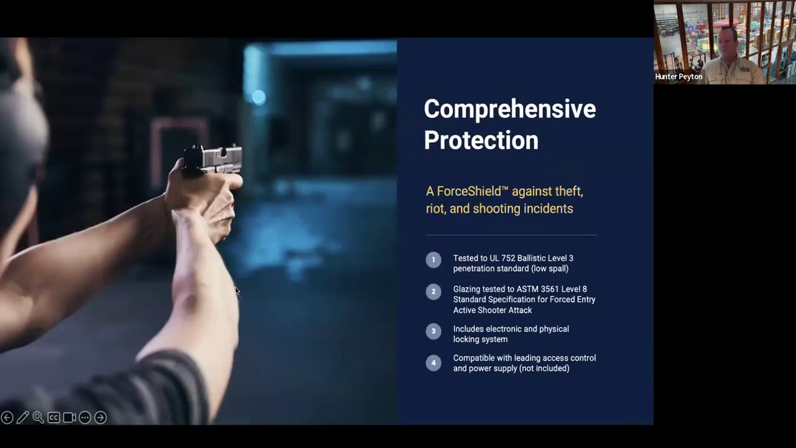Comprehensive protection. It is what it sounds like. This door was designed to mitigate a number of events, whether it be a shooting, a riot, someone trying to break in, anyone trying to do harm to the occupants or assets on the other side of that door, an entry system that we provide. Whether it's small arms, we're going to stop that.